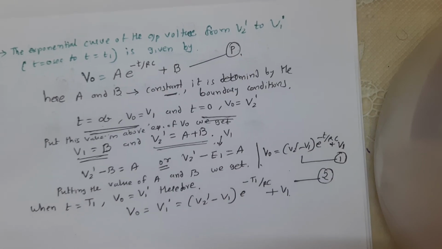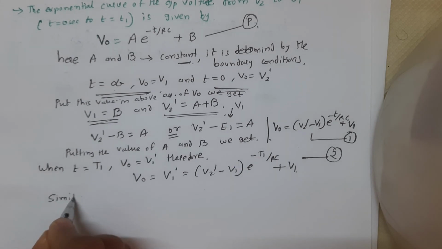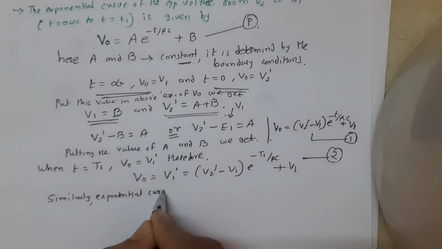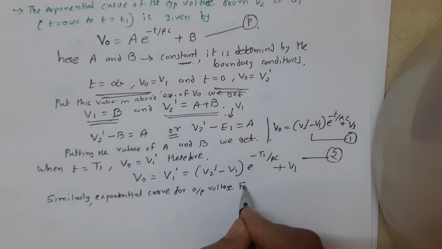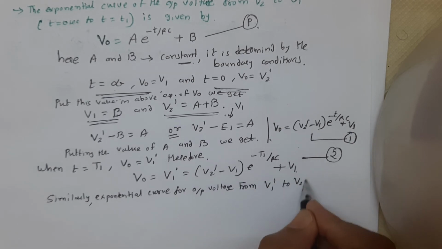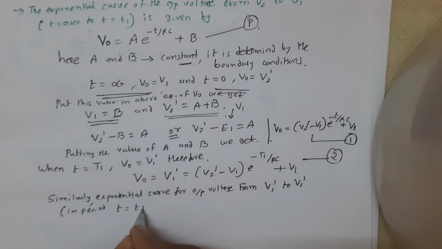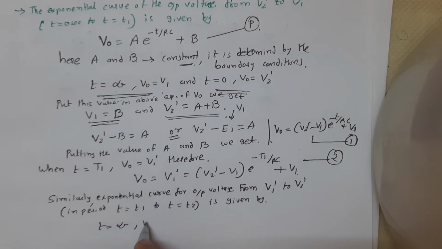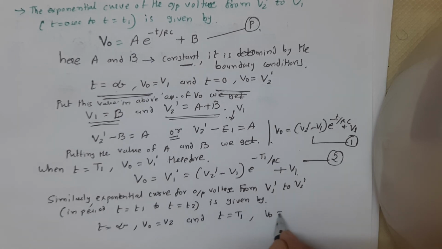Similarly, the exponential curve of the output voltage from V1 dash to V2 dash in the period t equal to T1 to t equal to T2 is given by: if t is equal to infinite, Vo is equal to V2, and if t is equal to T1, then Vo is equal to V1 dash.